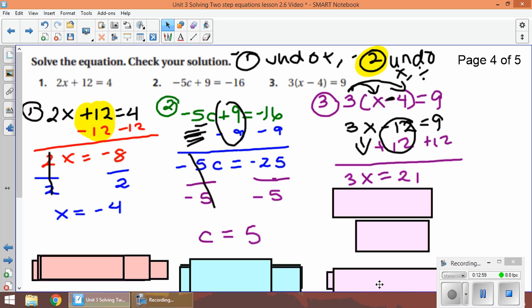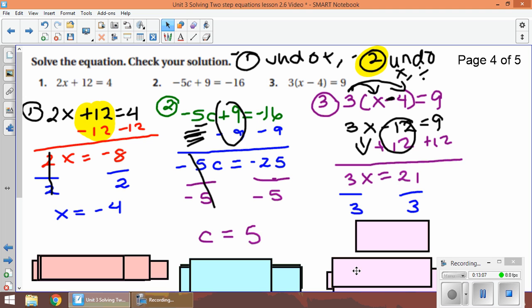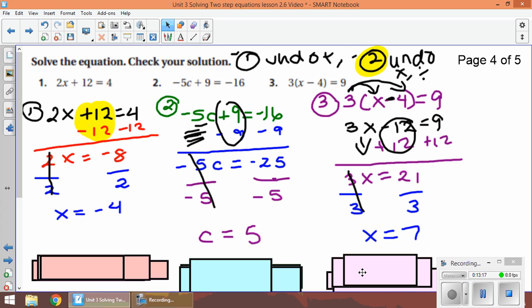Step 2 is undo the multiplication or division. So the opposite of timesing x by 3 is dividing it by 3. Okay? And on the left side, 3 divided by 3 reduces to 1x equals 21 divided by 3, 7. All right, great work if you're able to do these on your own. Thanks for sticking through it.